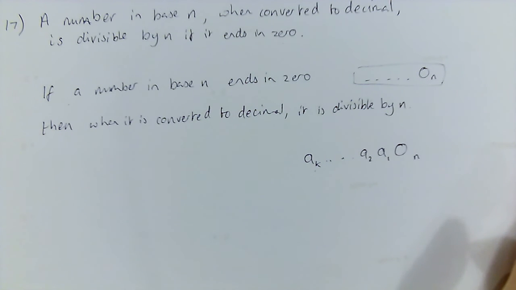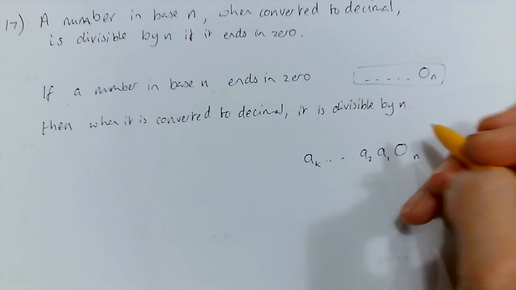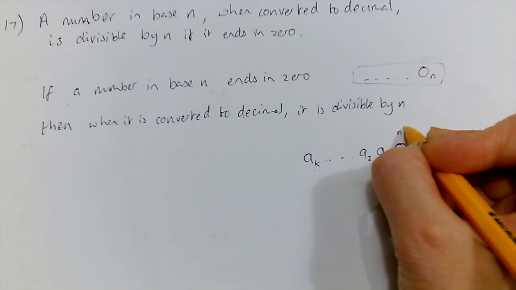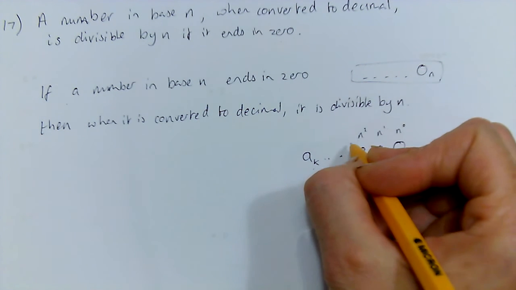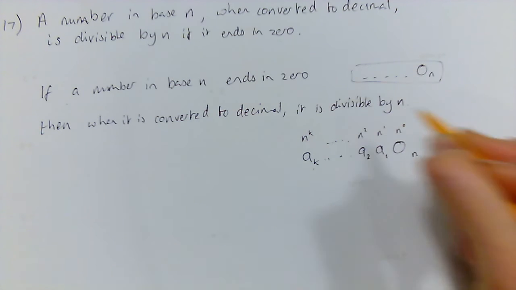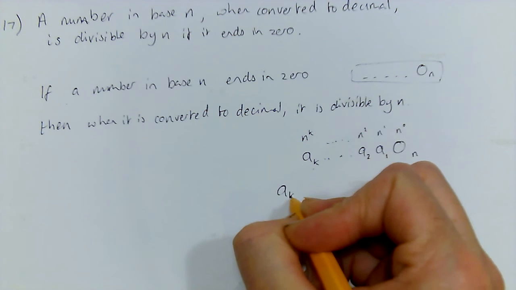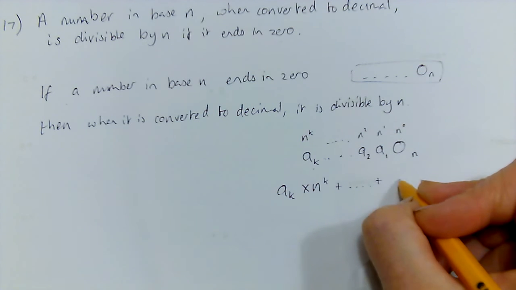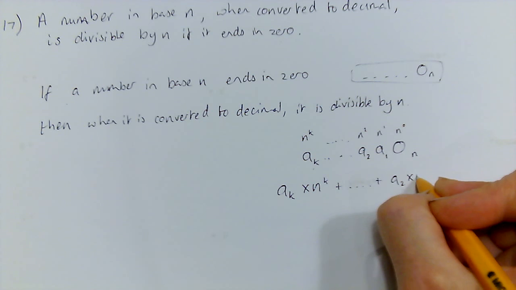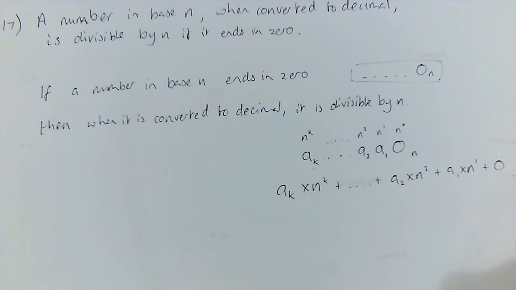So this is a little spoiler, so you might want to stop and try and do it yourself first. Alright, so remember, in base n, this is representing the n to the 0 place value. This is n to the 1, n to the 2, and so on up to n to the k. So if I'm converting it to decimal, I've got AK times n to the k plus, and I keep going until I get to A2 times n squared plus A1 times n to the 1 plus, and then I've just got 0.